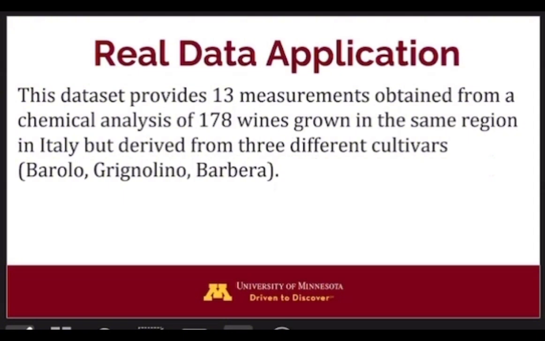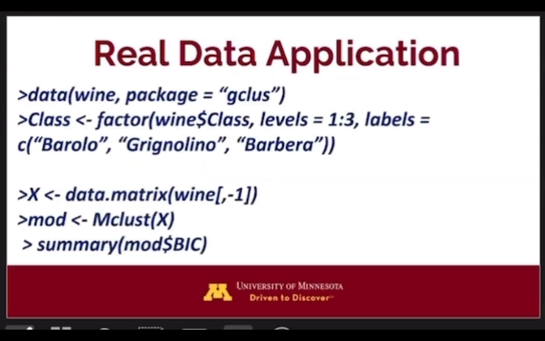We want to see whether the Gaussian mixture will be able to classify data points into the appropriate cultivars. The natural grouping already exists here: Barolo, Grignolino, and Barbera. I need to pay attention now. We're working on a real-life data set, and the same applies in the assignment.